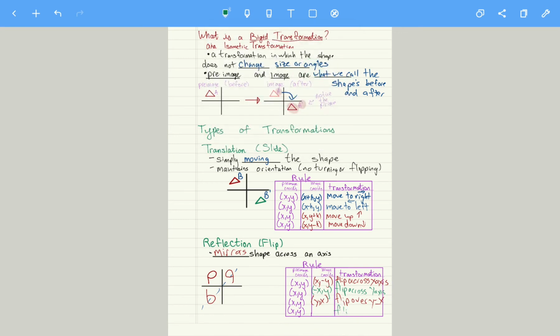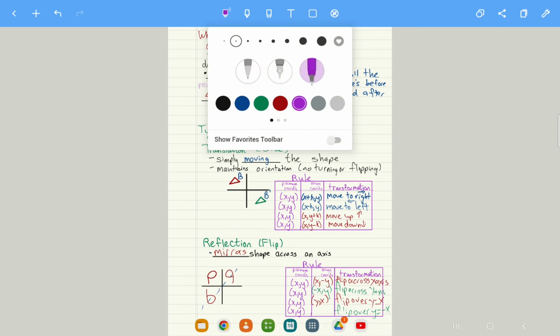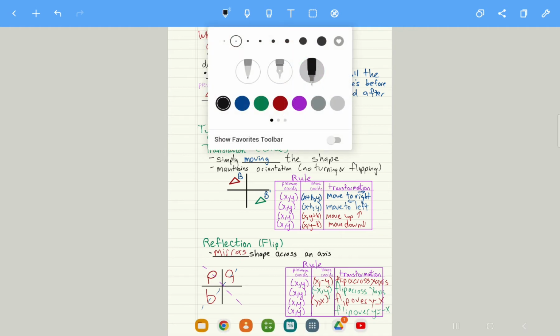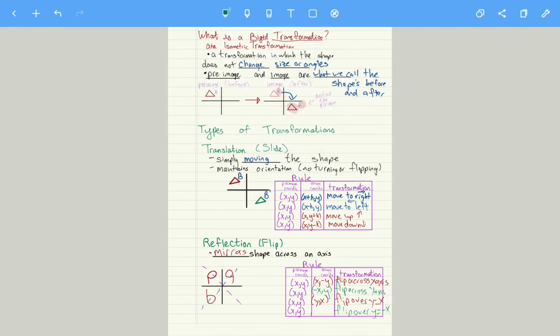Now let's do our last one. If we flip over y equals negative x, so that is going to be this line, then the coordinates stay in the same place, but both of them change signs. So it becomes negative x, negative y. So those are the transformation rules for flipping an image or reflecting.